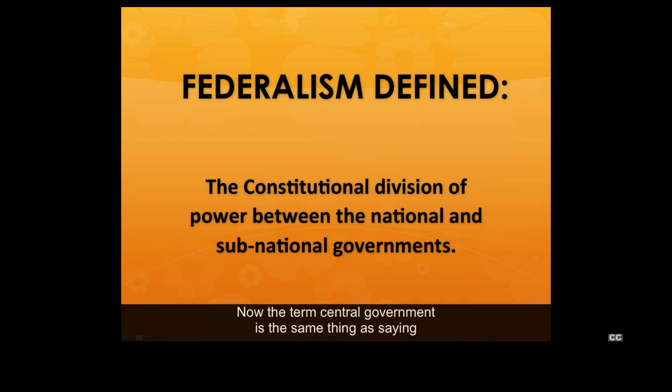Now, the term central government is the same thing as saying national government. It isn't really a term that is used much in the United States. It's used quite often in other Western democracies in Europe and so forth to describe their national governments. But again, you have to make sure you understand the context and language in terms of how terms are used. So we have the national government and subnational governments. In this case, we're talking about states. Sub meaning one degree below, national and subnational governments. So there is this division of power. We have multiple levels of government in the United States.